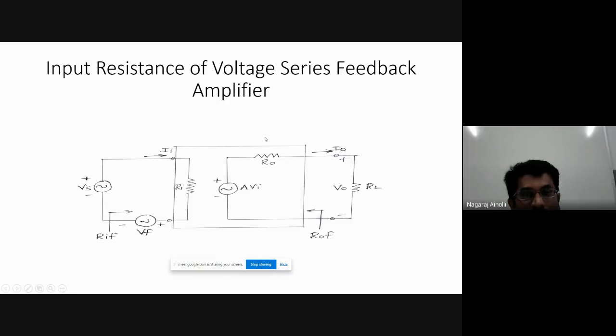Then we derived the input resistance of the voltage series feedback amplifier. This is the main circuit itself, and we have just rearranged the parameters here. If it is a voltage source, then the resistance will come in series. If it is a current source, then the resistance will come in parallel. That you have to remember.